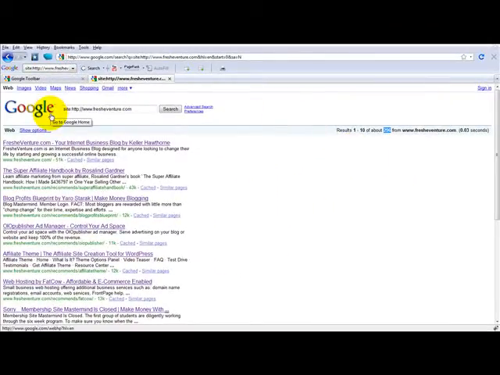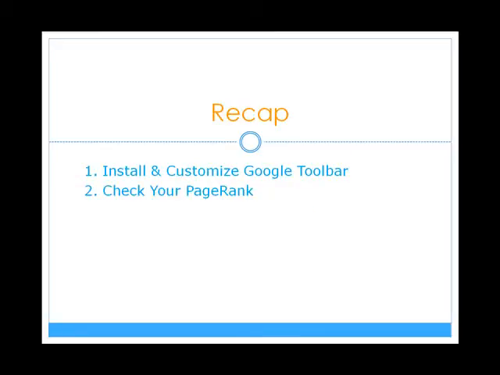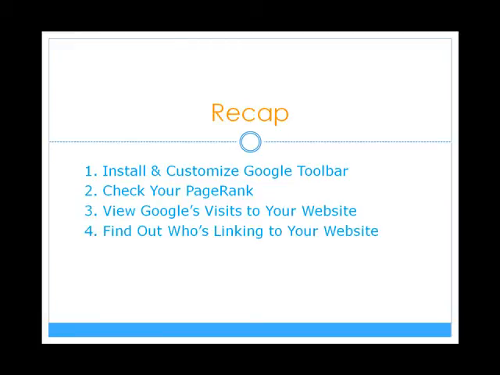Okay, so let's quickly do a recap of what we learned in this video. We learned how to install and customize the Google Toolbar. We checked the page rank of, in my case, my home page. We checked to see when Google visited our website and learned a little bit about what that means. We found out who's linking to our website in Google's opinion, and we learned which web pages within our website are actually indexed in the Google search engine.